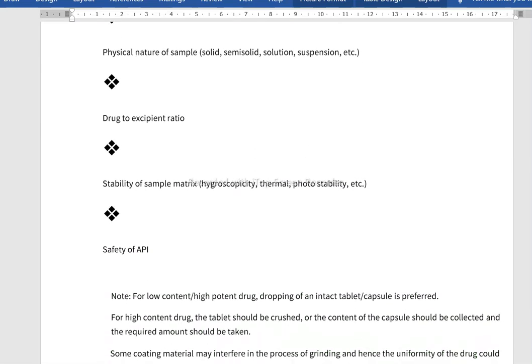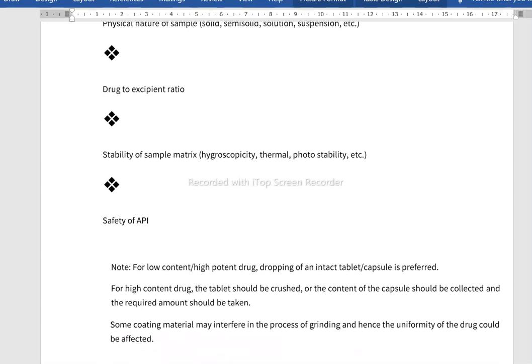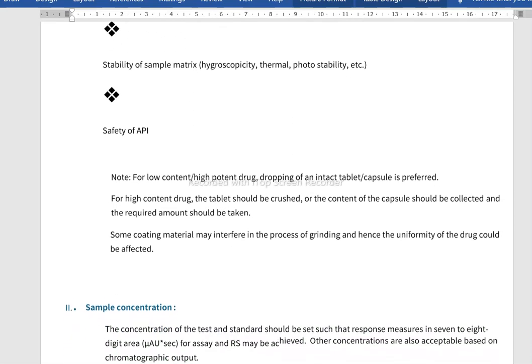Note: for low content and highly potent drugs, dropping of an intact tablet or capsule is preferred. For high content drugs, the tablet should be crushed or the content of the capsule should be collected and the required amount must be taken. Some coating material may interfere in the process of grinding and hence the uniformity of the drug could be affected.